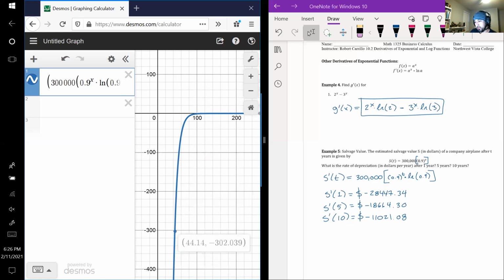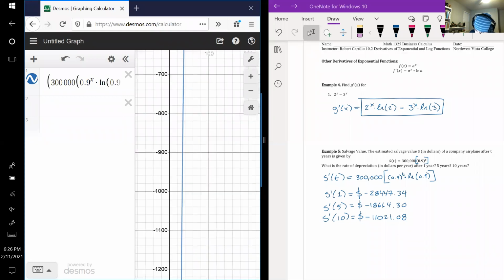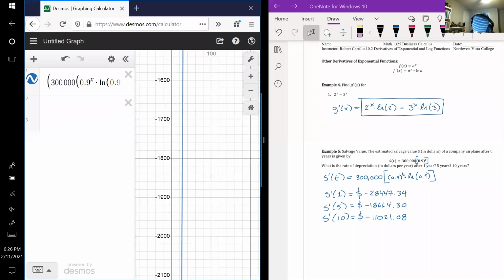So actually, if we went and found our values, let me scroll down. Since we're in the negatives already, which isn't good. All right, so look at that. Even after 25 years, you would lose about $2,000 extra on top of your plane. So as the years go on, this is the value of your plane constantly decreasing.